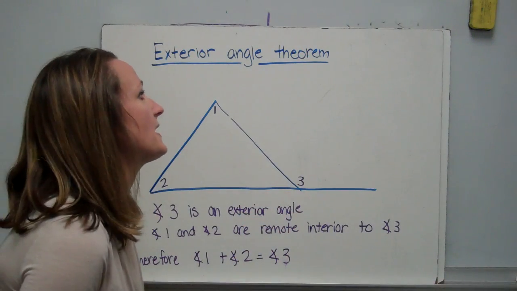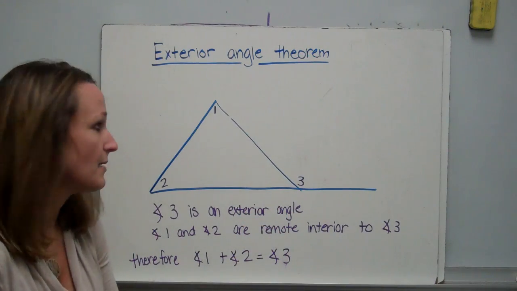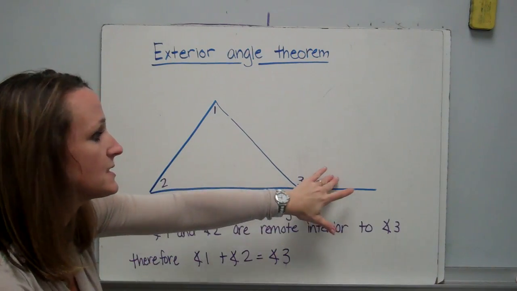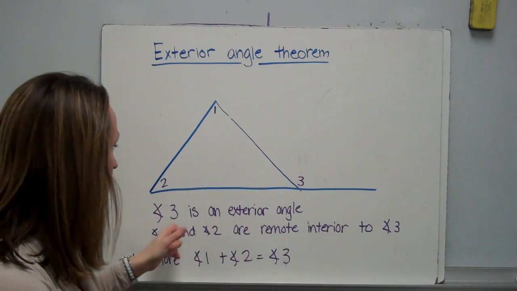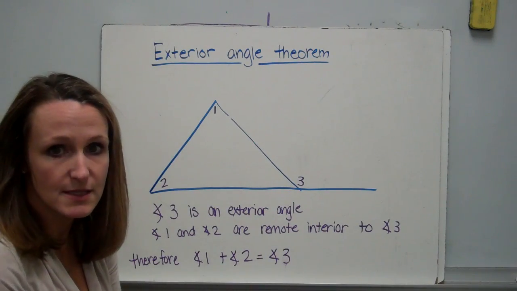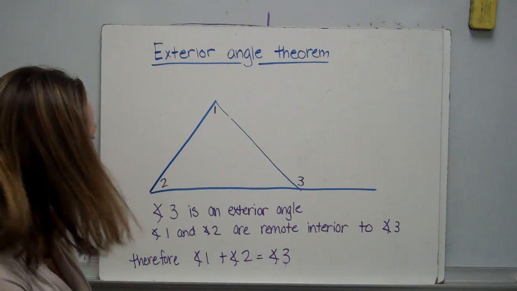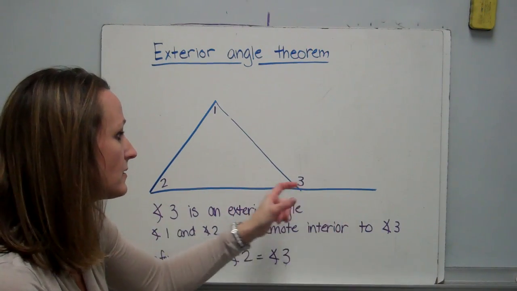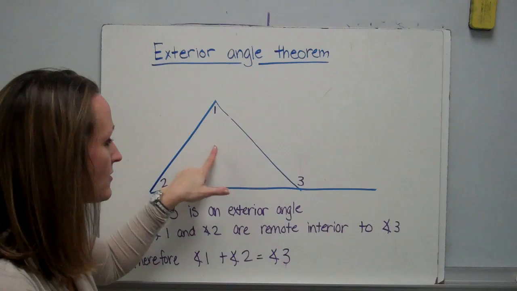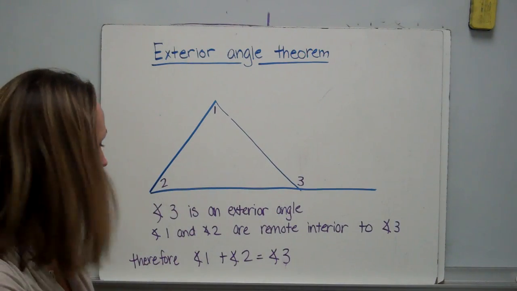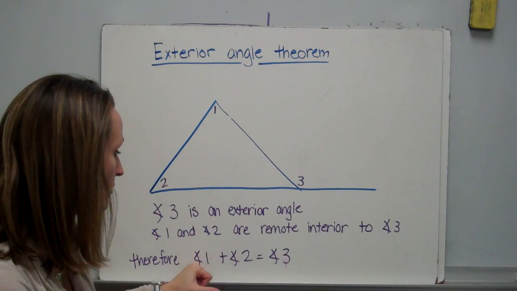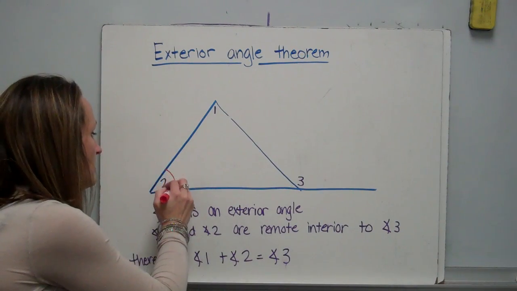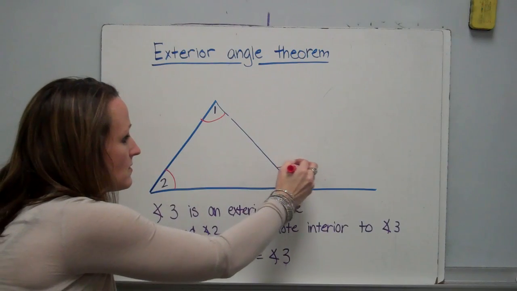Okay, so let's talk about the exterior angle theorem in a little more depth. Here I have the same drawing as before. I have my triangle and I've extended one of my exterior angles. 3 is an exterior angle. It's exterior because it's on the outside. 1 and 2 are remote interior angles to angle 3. See, here's 3. These are over here. They are the non-adjacent interior angles. Therefore, angle 1 plus angle 2 equals angle 3. This angle plus this angle equals this angle.